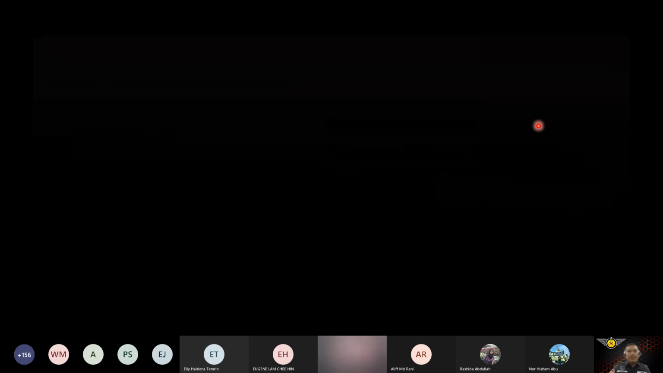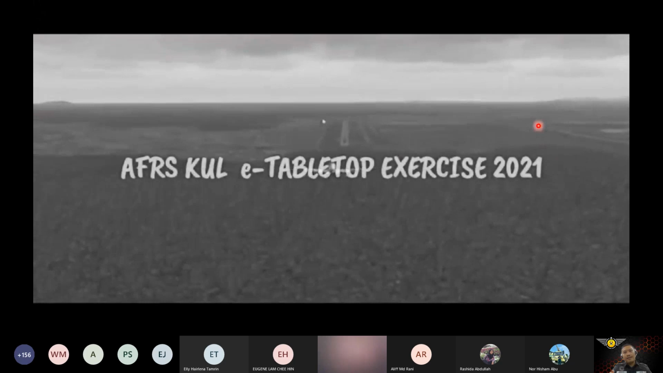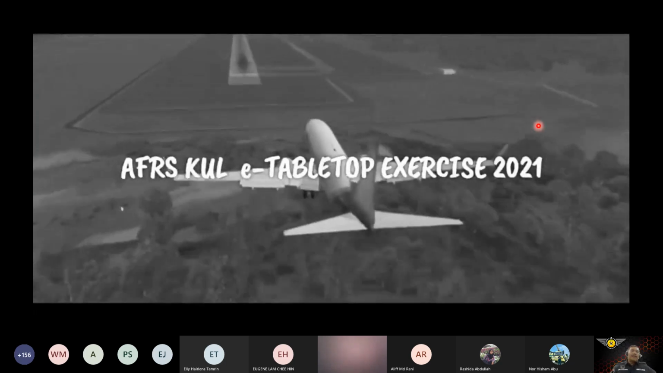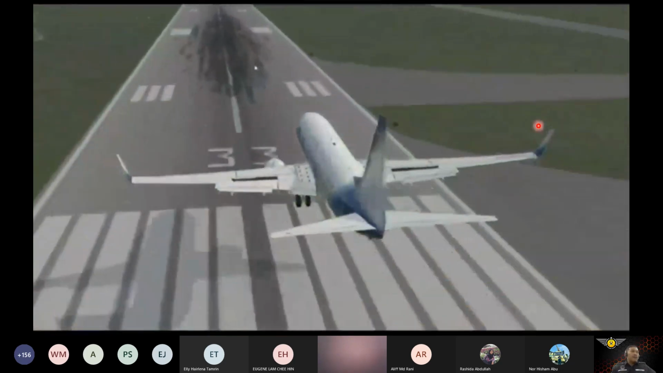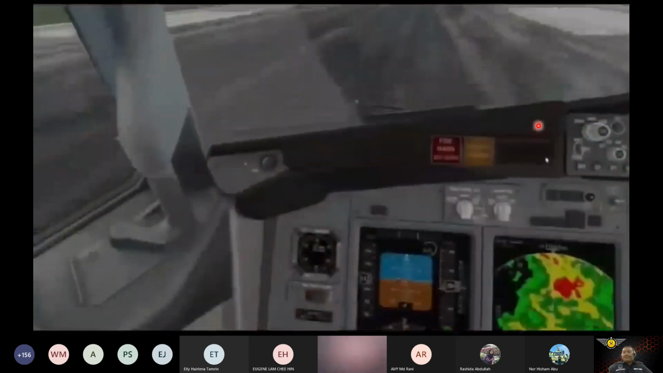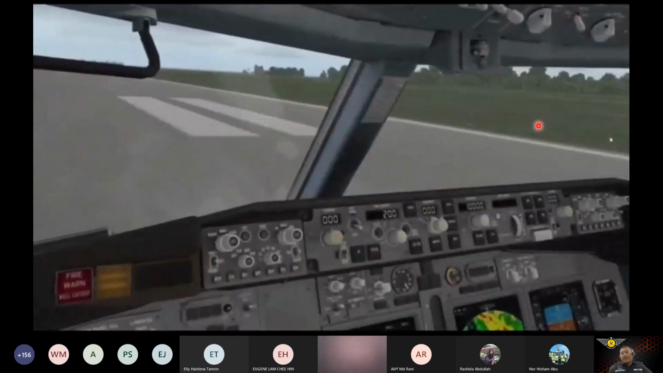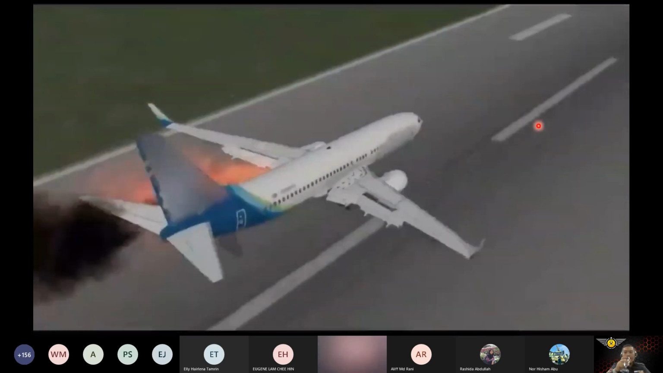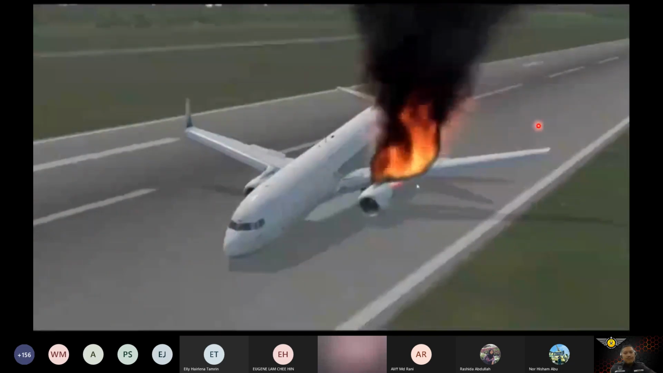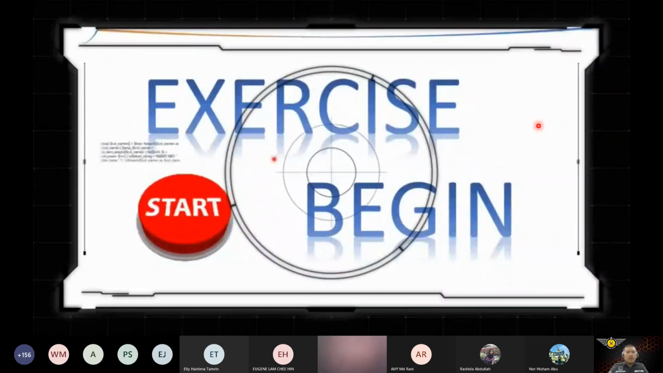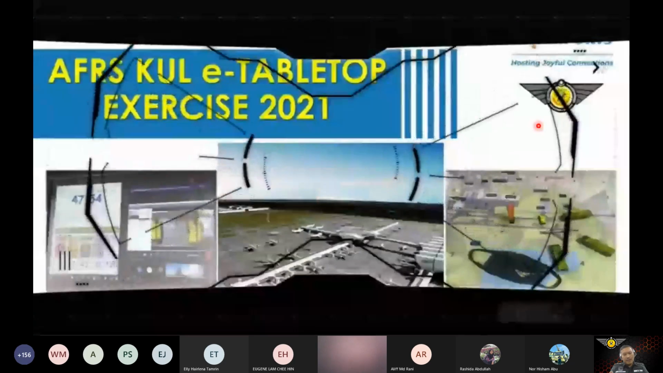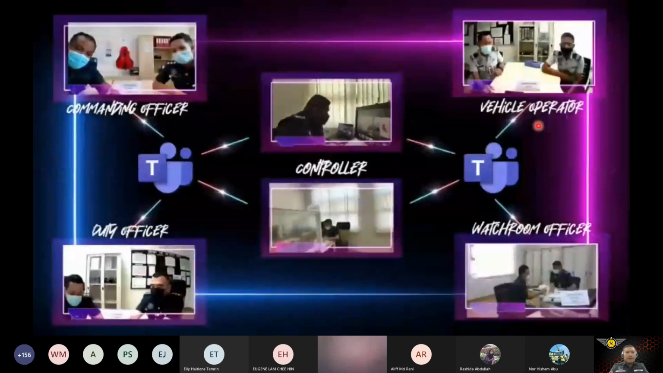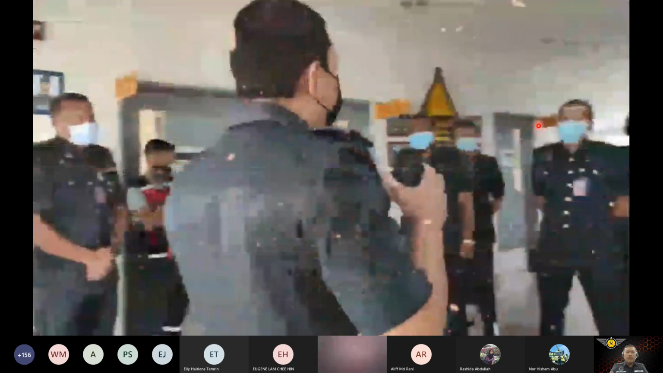Some example, from the early tabletop exercise this year. We use a flight simulator to simulate the scenario, an aircraft crash scenario. So these are the participants as well as the controllers. We are using Microsoft Teams.